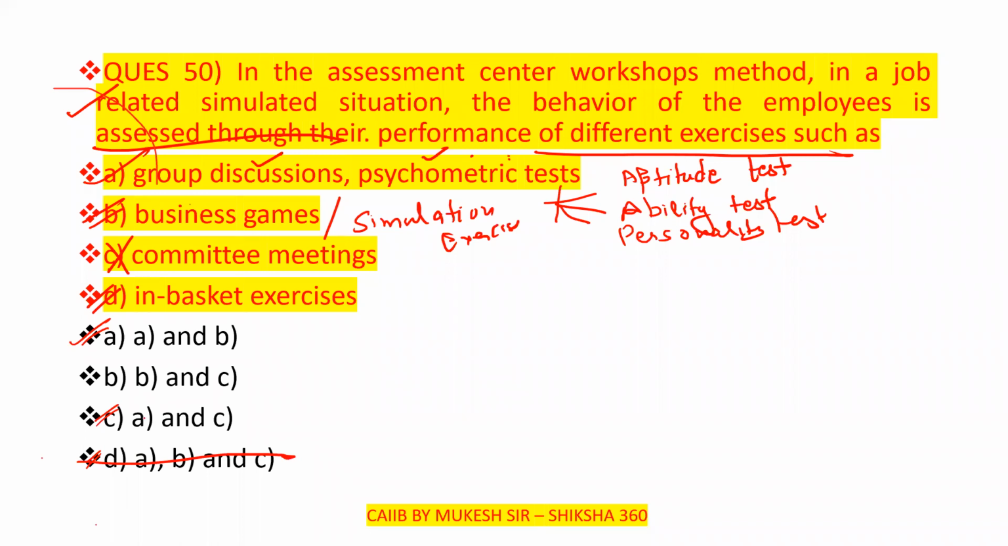So this one is to be wrong here. This one is also wrong here. So according to me, option number A is the correct answer, because in basket exercises is also a correct one. Committee meeting is not the correct one.